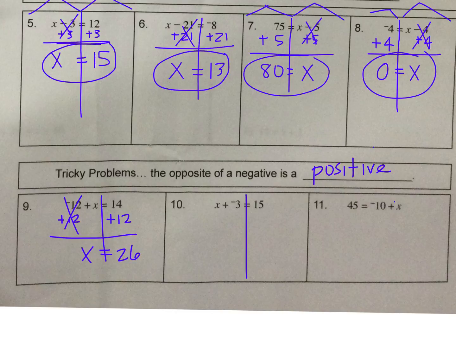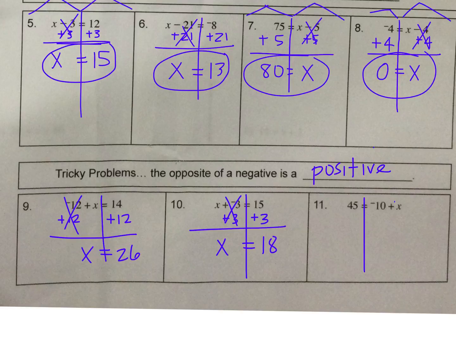Number 10, draw your line. All right, this one I see that plus, but then it's a negative 3. And when we look at that negative 3, we need to remember that the opposite of a negative 3 is a plus 3. Negative 3 plus 3 is 0. That marks out. X is left on the left side, and it's 18 on the right side.